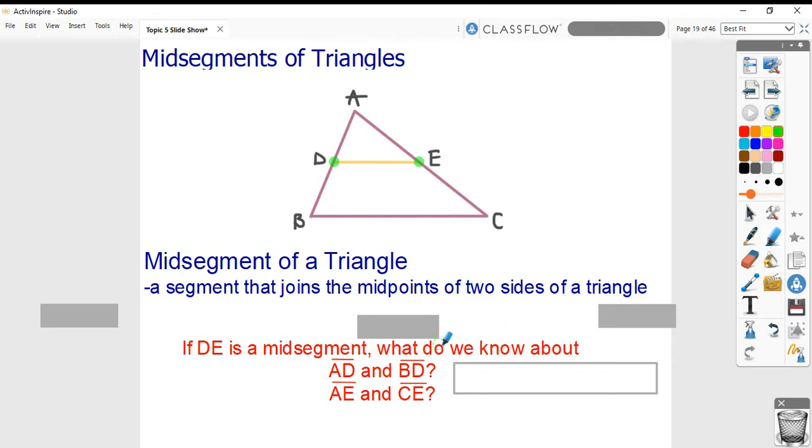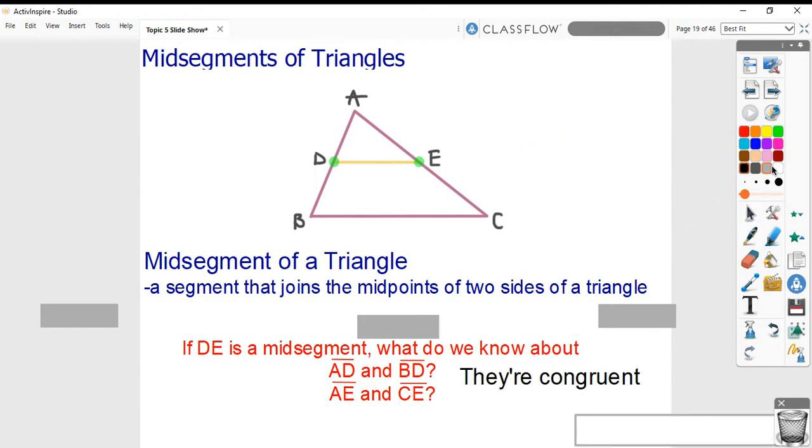So if DE is a mid segment, what do we know about AD and BD? What do we know about AE and CE? Well, this is just using the definition of a midpoint. That's the point that's in the middle, right? So the point that's in the middle means those side lengths are congruent to each other. When we look at that on the diagram, that means AE and CE are congruent, and AD and BD are congruent. So they each get those hash marks right there. That's what that means. So DE would be a midsegment of triangle ABC.